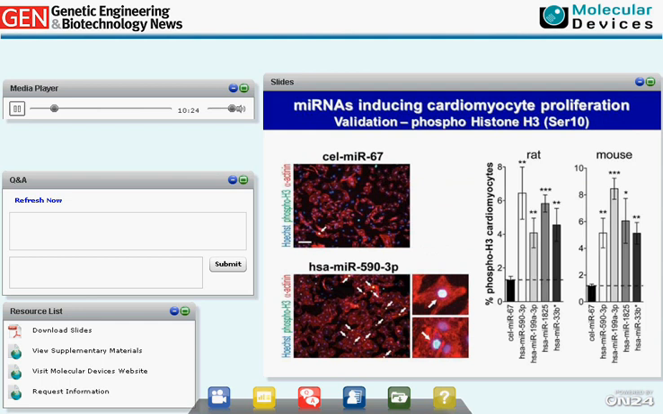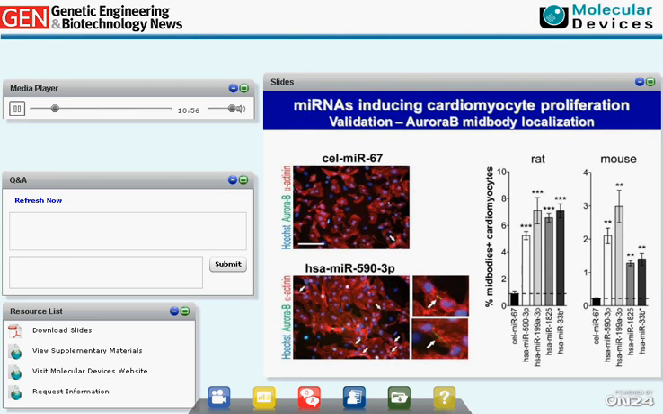So here I'm showing you some of the results for some of the microRNAs, and you can see immediately the treatment of the cardiomyocytes, now in red, with, in this case, microRNA 593B. You see many more cells positive for histone H3, phosphorylated at serine 10, which is a marker of late G2 and mitosis. And this we could observe both in rat and in mouse cells for a series of microRNAs. And here I'm just showing you the results for some of these microRNAs.